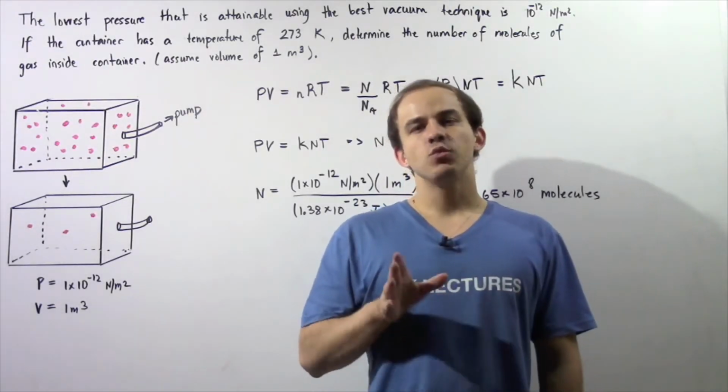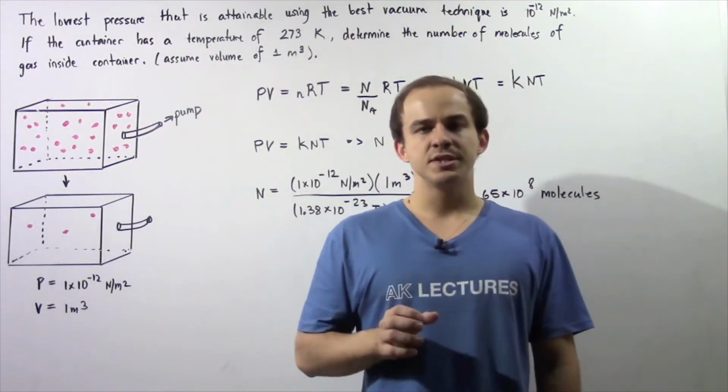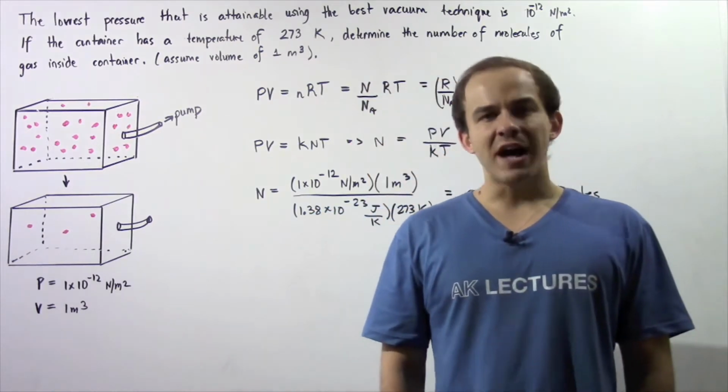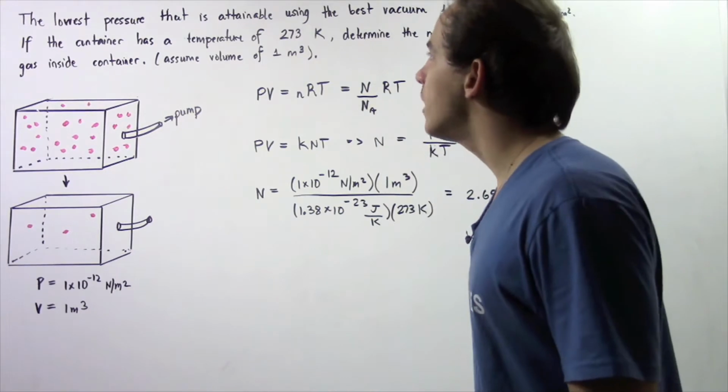In the previous lecture, we discussed Avogadro's hypothesis and the Boltzmann constant. Now we're actually going to apply our findings and solve the following problem.